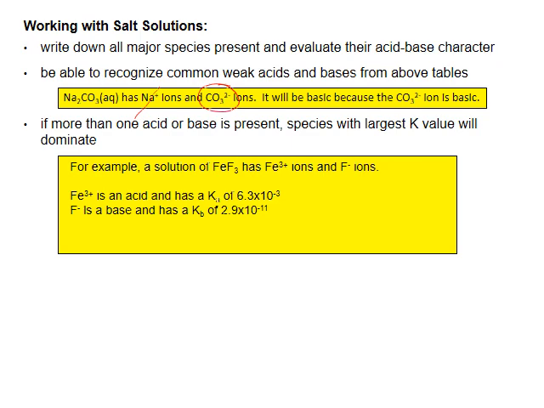Which one wins? It turns out that the species with the larger K value will dominate. In this case, the Ka of the Fe³⁺ is a larger number than the Kb of the fluoride, so the solution will be acidic overall.